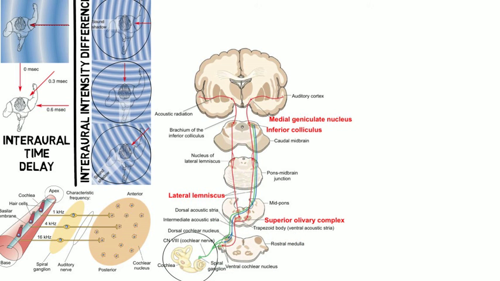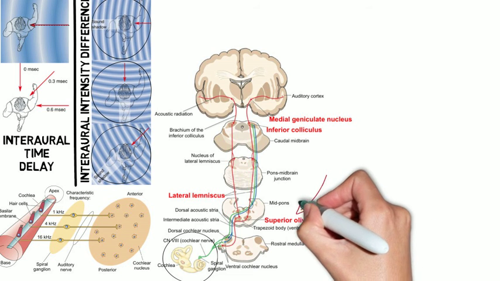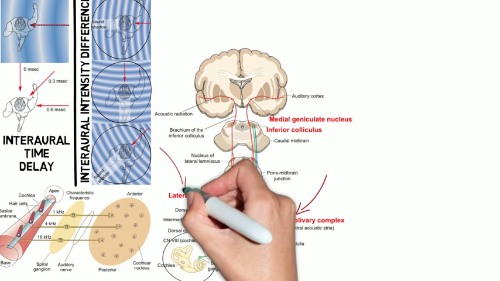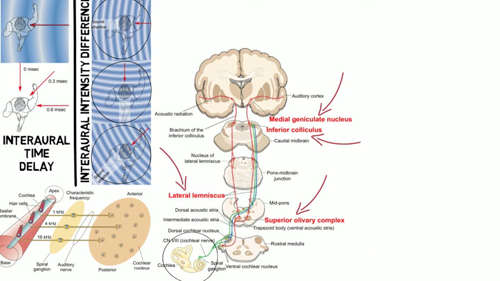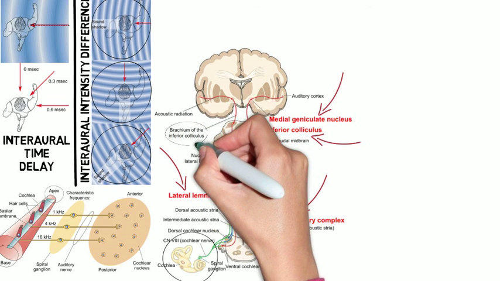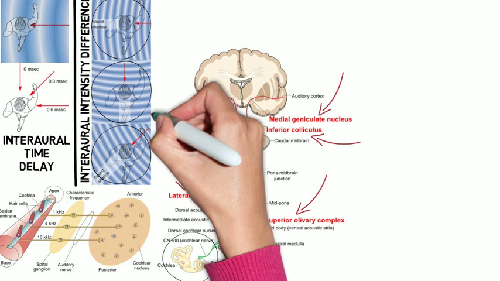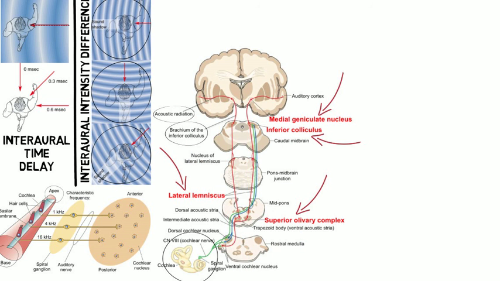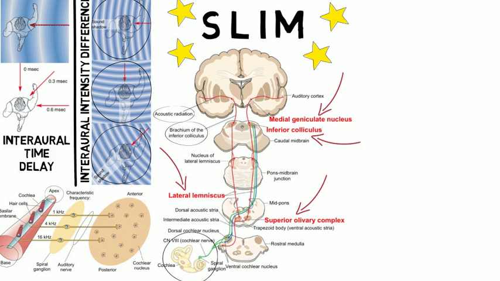It is important to remember four main components of this pathway: the superior olivary complex of the pons, the lateral lemniscus, the inferior colliculus of the midbrain, and the medial geniculate nucleus of the thalamus. The brachium of the inferior colliculus projects from the inferior colliculus to the medial geniculate nucleus of the thalamus. From there, the acoustic radiations project to the auditory cortex.